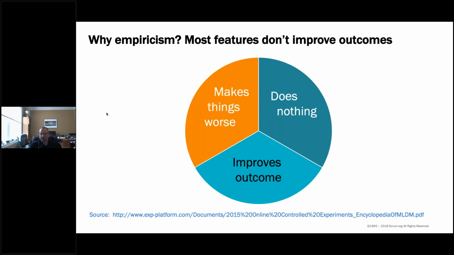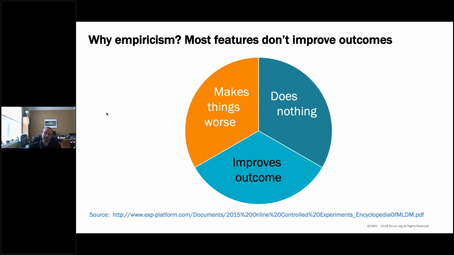Most features don't actually improve outcomes. And there's a lot of data, there's a lot of research on this. Here's a link that might help you. But generally, about a third of what we do makes things worse. About a third does nothing, and about a third improves our outcomes. So can we start to switch to that? Can we start to look at how do we get more improving of outcomes?